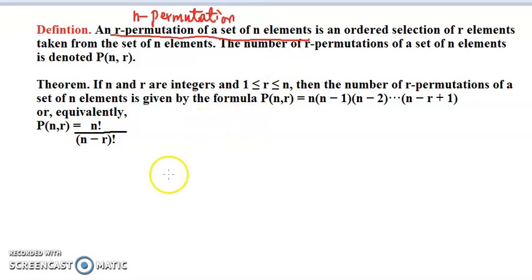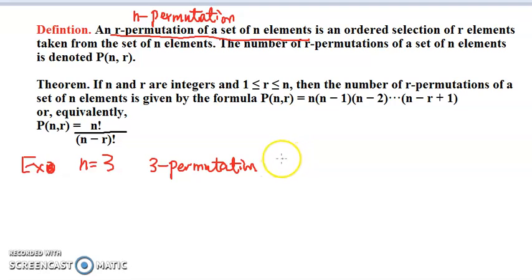The example that I gave before was, say, we have 3 people and 3 seats, and we want to schedule three presentations, so n equals 3. We have to schedule presentations for the 3 people. We call this a 3-permutation, and we know the number of permutations for 3 people is 3 factorial, which equals 6.